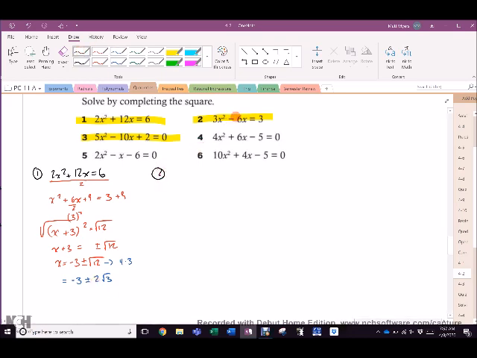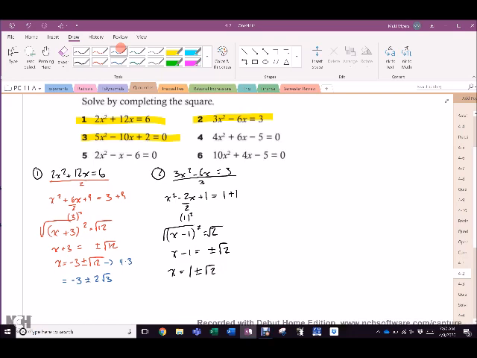Number 2, 3x squared minus 6x equals 3. Ugh, I don't like that 3. Fortunately, I can divide everything by 3, so it makes it easy. X squared minus 2x equals 1. Oh, thank goodness it's even. Divide by 2, 1 squared. I add 1 to both sides. X minus 1 squared equals 2. Square root. X minus 1 equals plus or minus root 2. X equals 1 plus or minus root 2. Phew, two pretty easy ones.